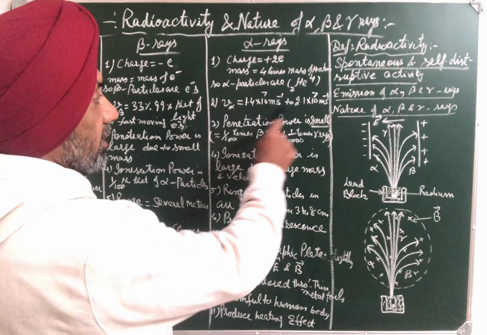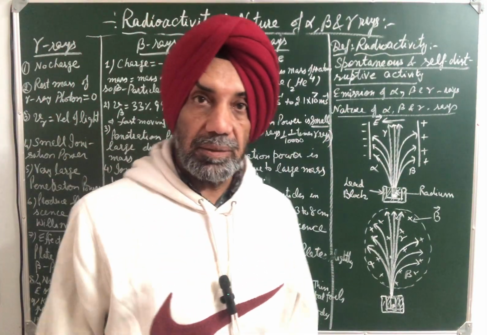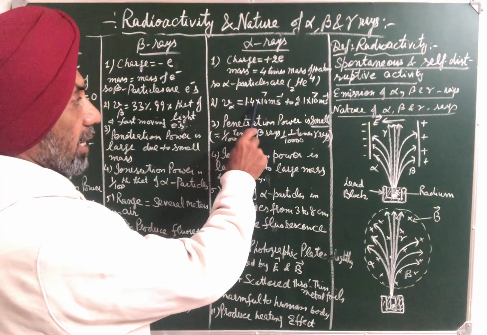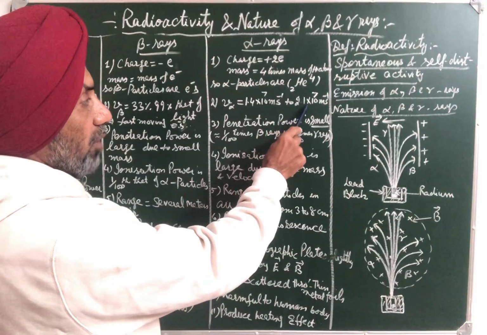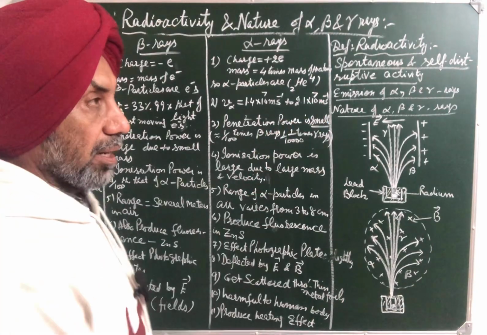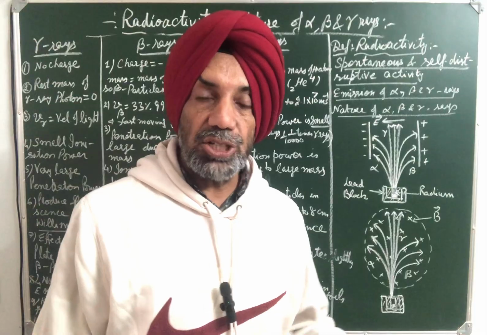Second, the velocity of these alpha particles is quite large, but it is less than the velocity of light, ranging from 1.4 into 10 to the 7 meter per second to 2.1 into 10 to the 7 meter per second, depending upon the nature of the source.